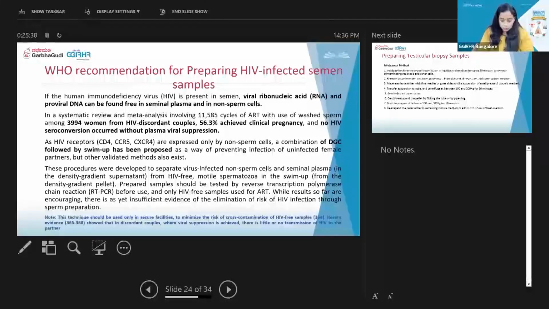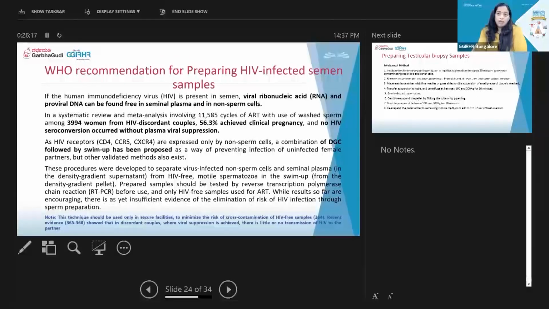According to the WHO, for processing of HIV positive semen samples, viral RNA and viral DNA can be seen in the seminal plasma and the non-sperm cells. But there have been studies where 3,994 women in HIV discordant couples conceived through ART. About 56.3% clinical pregnancies were reported with no HIV seroconversion, occurring without plasma viral suppression.